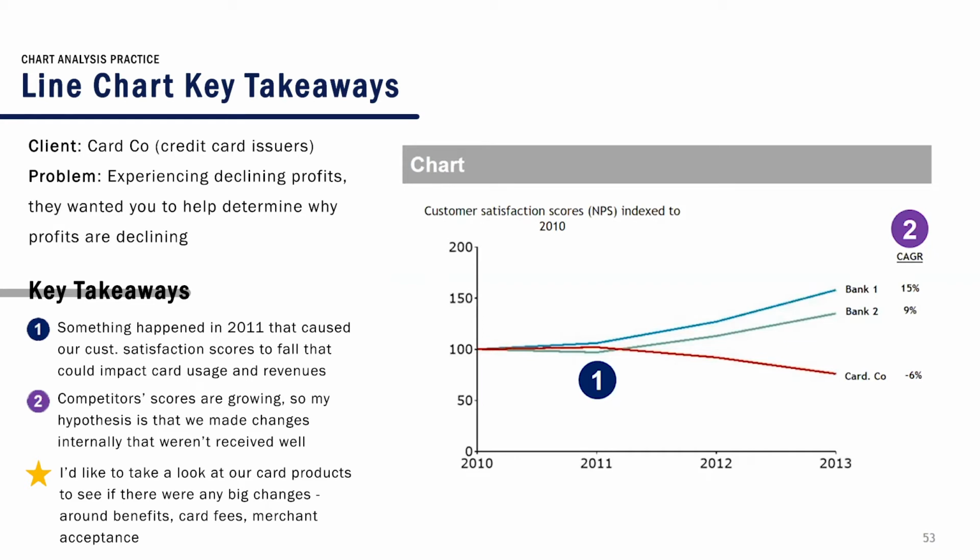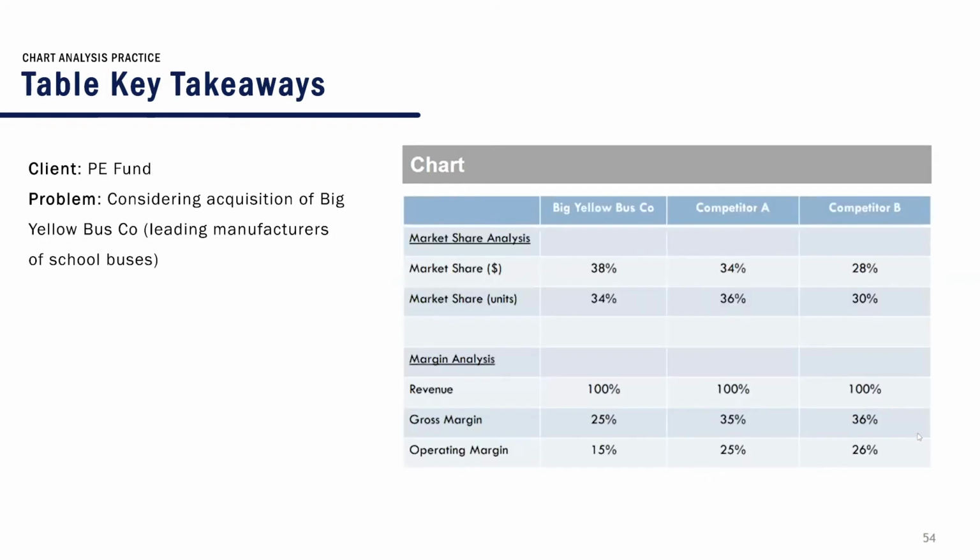Then the next one is, so what? Okay. The next step is, we have the satisfaction score. We want to drill down further. What happened in 2011? So ask for more data, ask whether there are any big changes. The cost or benefit, like they launched a new app or something that we didn't do. So that's an example for line chart. Let's go to the next one.